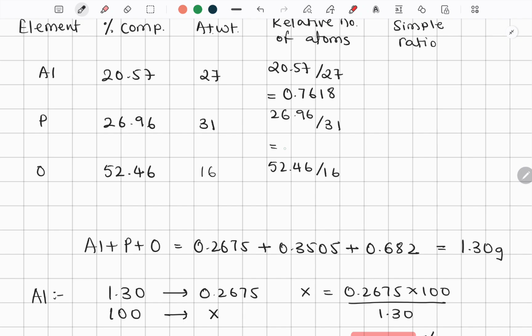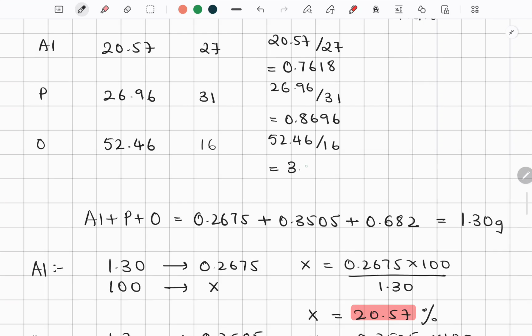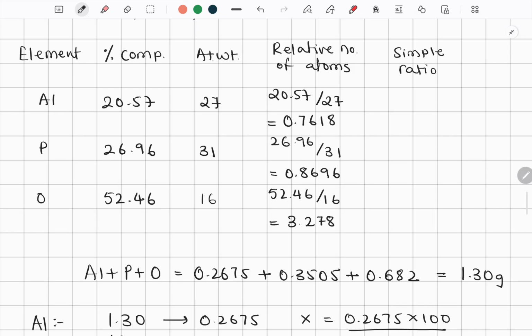Second part over here, it would be 0.8696, and the third part over here, it would be 3.278. Okay, 3.278. So this and this. So what do we do now? Next part is to find the smallest value out of it. The smallest value is 0.7618.